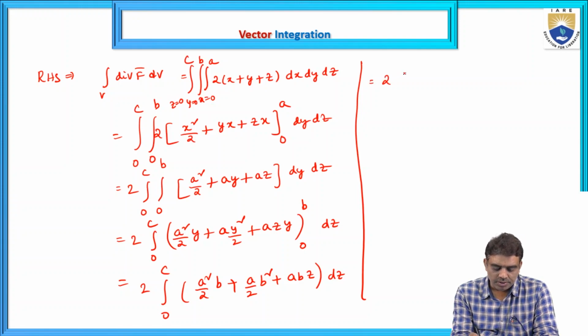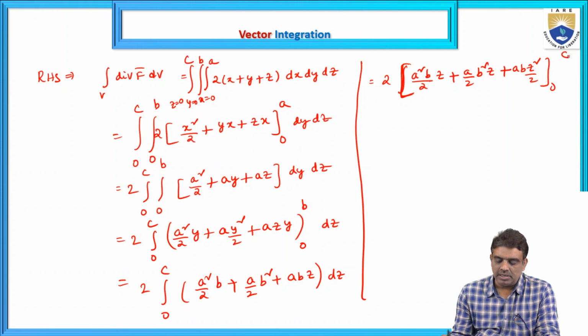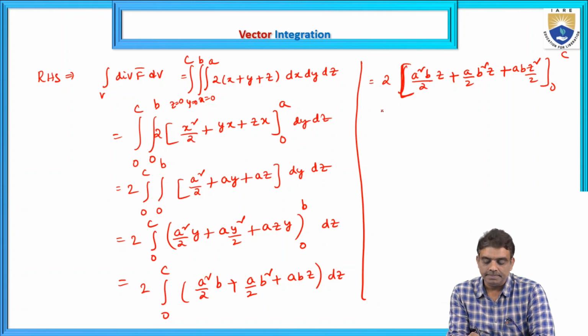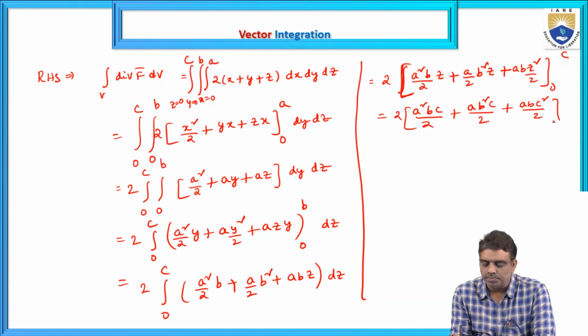So now 2 into, now I am integrating with respect to z finally: a square b by 2 z plus a by 2 b square into z plus ab into z square by 2. The limits are 0 to c, the final limits. So I am substituting the upper limit: a square bc by 2 plus a b square c by 2 plus a b c square by 2.